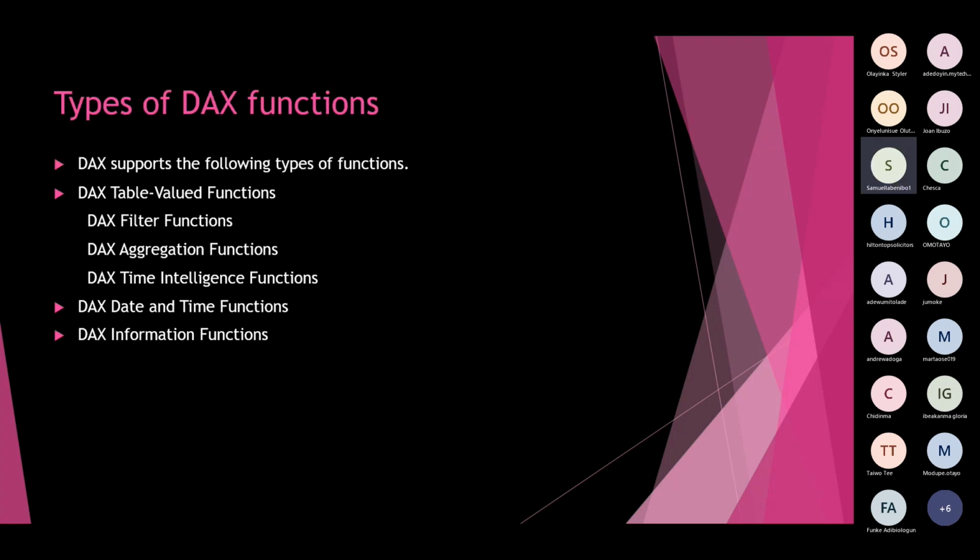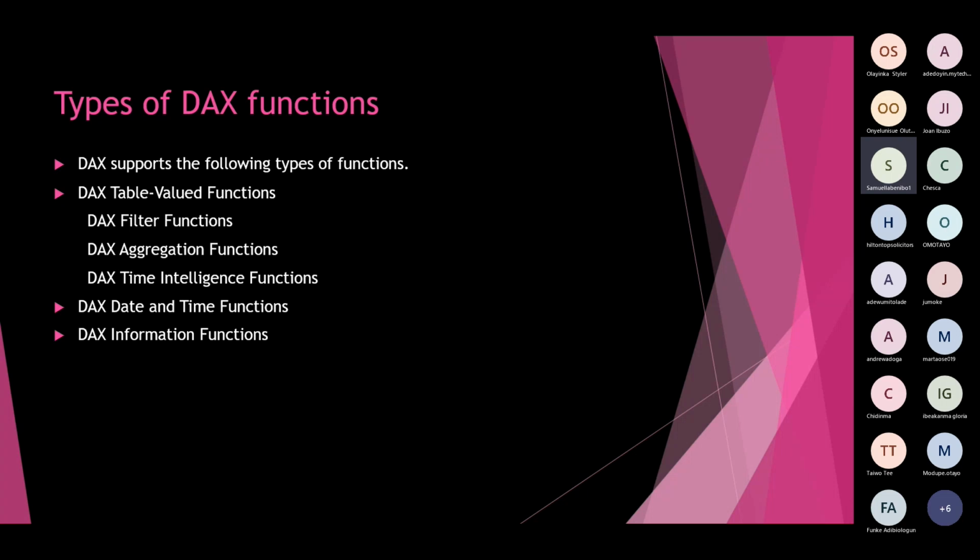Now, let's talk about the different types of DAX functions. It's important to understand this concept so that when you see a function, you know what you want to use when you are tasked with carrying out data modeling using calculated columns and calculated measures. Now, DAX supports the following types of functions.